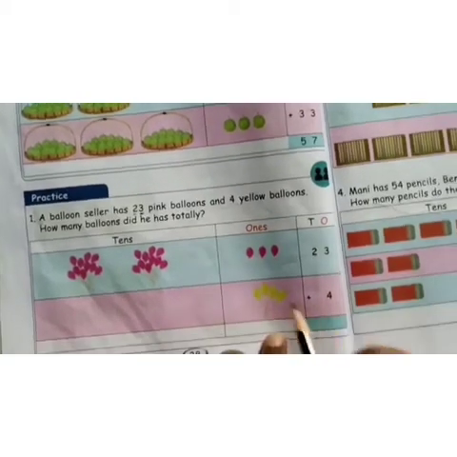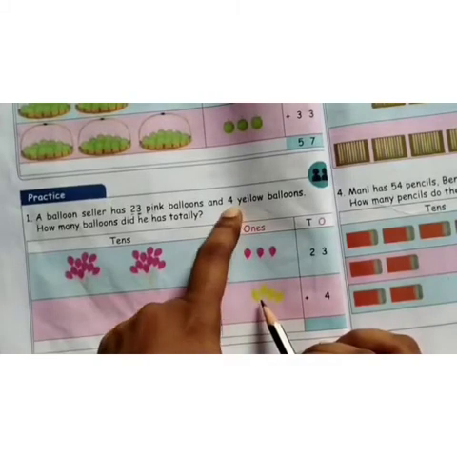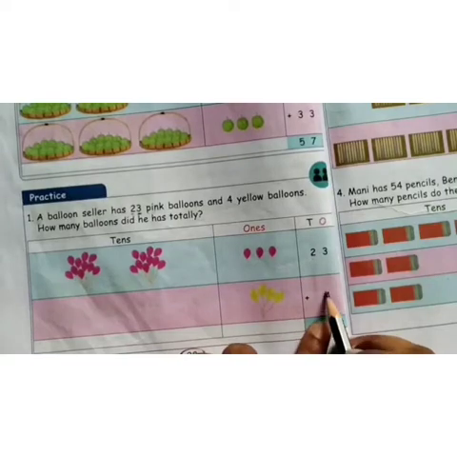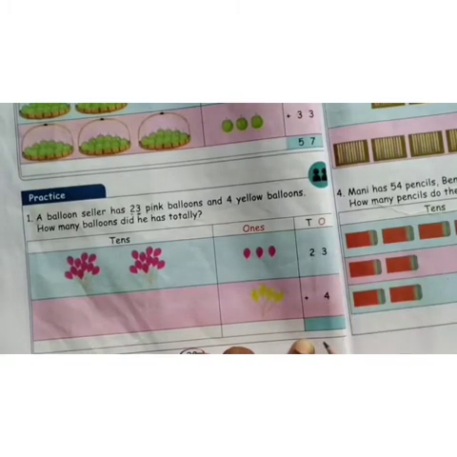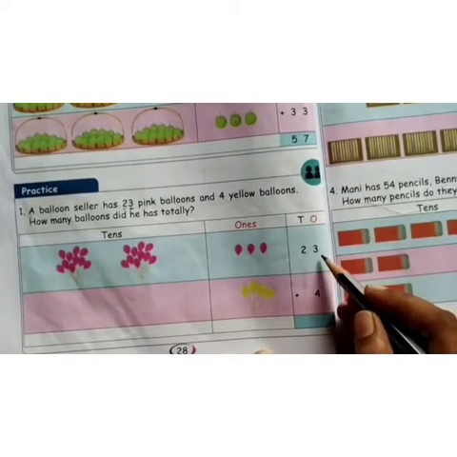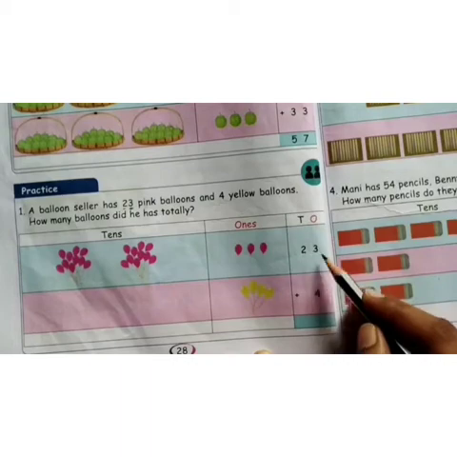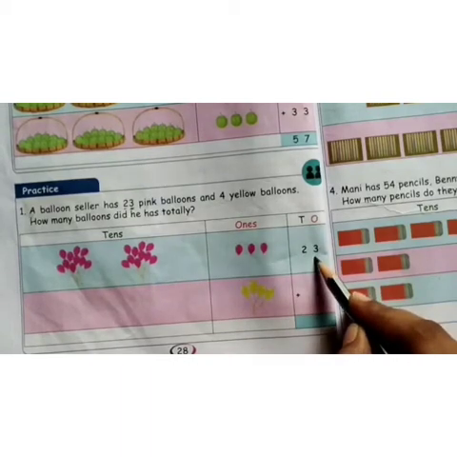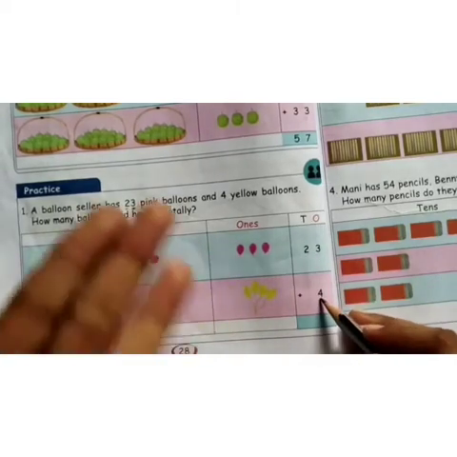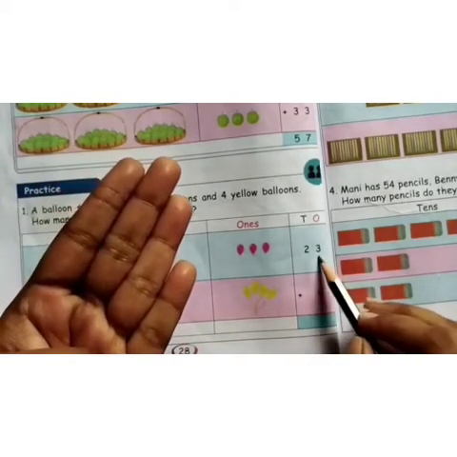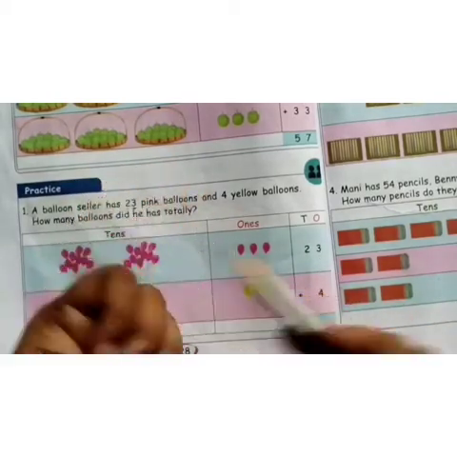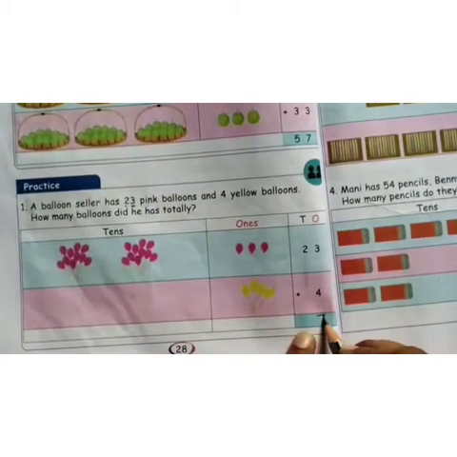And yellow balloons, how many do we have? 4. So we have drawn 4 balloons. So count and write here number 4. Now we have to add the total number of balloons. Okay, so how many will be there? In ones place we have 3 and 4. So keep the 3 in mind and 4 in the fingers. After 3, 4, 5, 6, 7. So we have to write here 7.